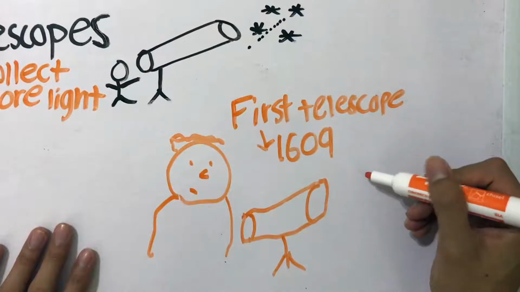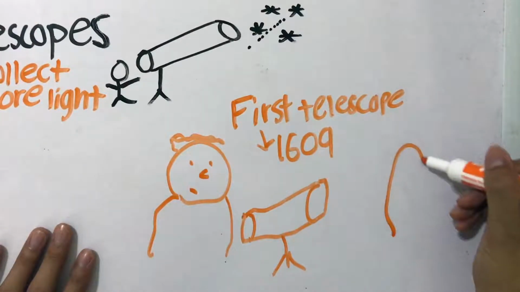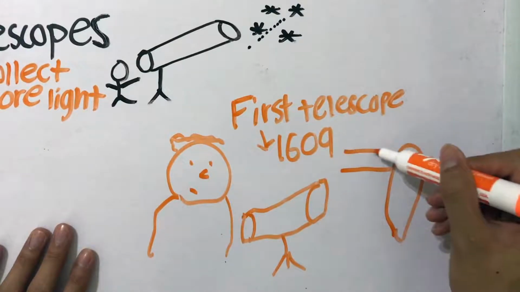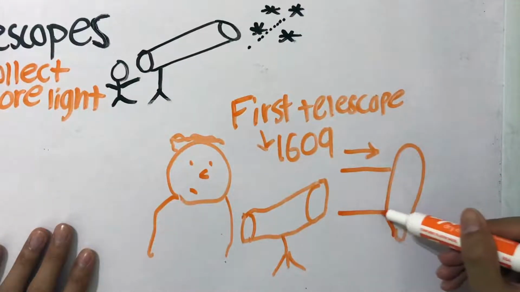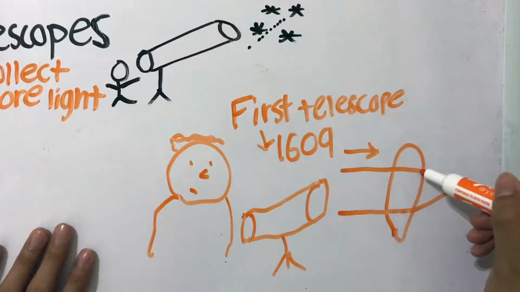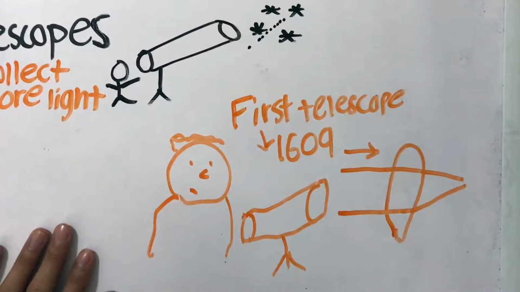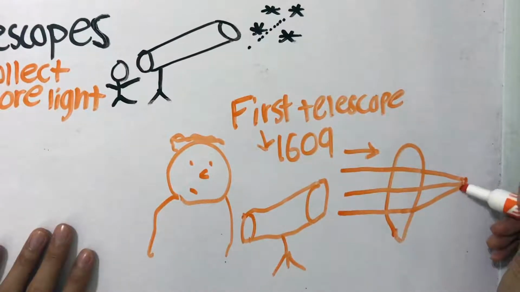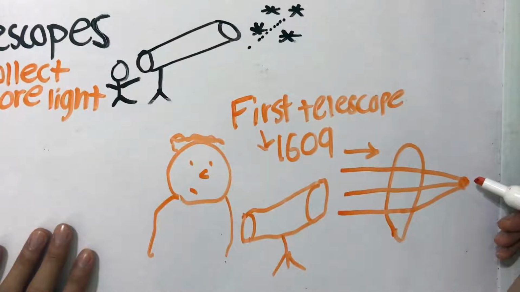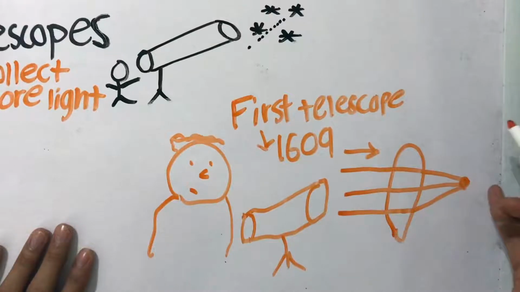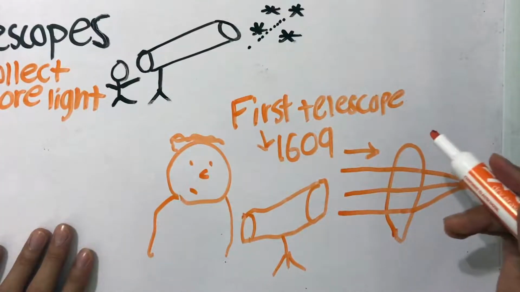So let's draw a diagram. Pretend this is the lens that we have, and light is coming in towards here. So as light comes in towards here, it gets bent, as this is what the lens does. And once it gets bent, it reaches a focal point over here. This focal point helps astronomers, astrophysicists get a crisp image of the things that they are seeing.